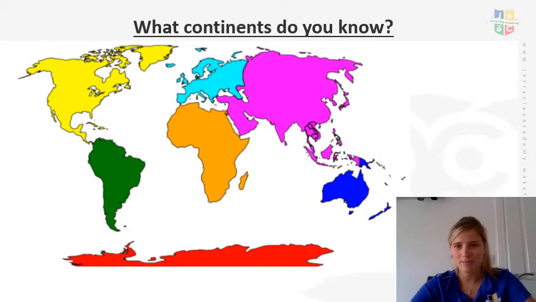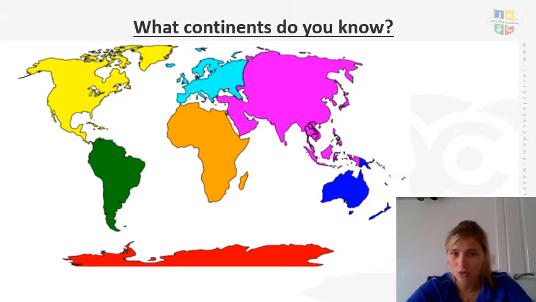Okay, so here we have got a map of the world. It is like the sphere Earth has been cut in half and it's been laid flat. So this would be what you would see if it was laid flat. So I first want you to think, have you heard of the word continent before? If you have, what do I mean by a continent? If you know some continents, what continents do you know?